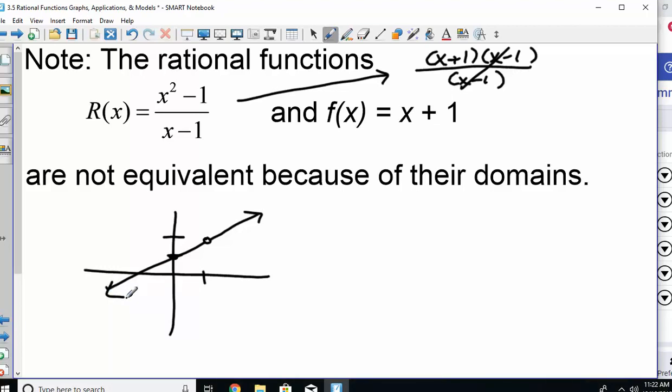We will talk more about that later, but I just want you to realize that the domain is very important in terms of our graph. And when we're talking about the domain, you need to do the domain from the original, not after you reduce and cancel things out. All right, any questions so far?